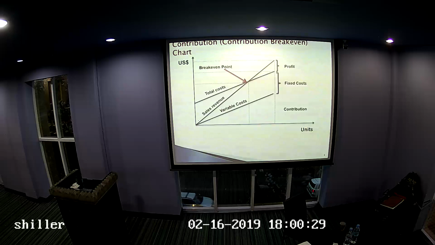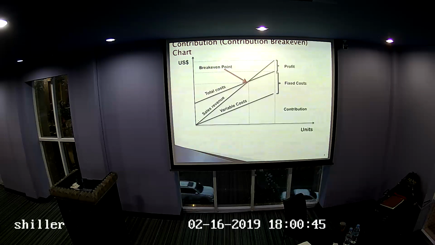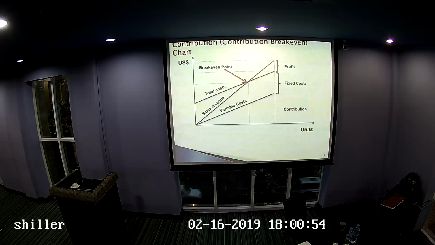What is contribution anyway? Is it a variable cost? Really now? You're asking me, contribution is variable cost? Is contribution variable cost? Come on. No, it is not. Contribution is sales less variable cost, correct?